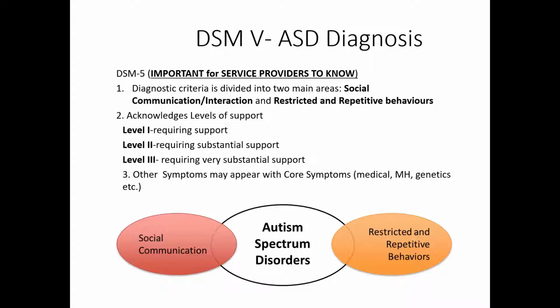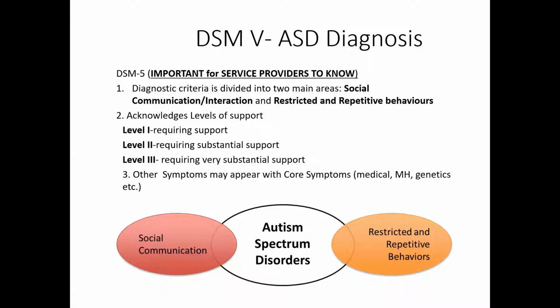So level 1 is when a person requires support. Level 2, they may require substantial support. And then level 3 is requiring very substantial support. It's also important to know that these levels can sometimes change or fluctuate over time, depending on what stage of life that person is at, or depending on what supports and interventions they may receive.